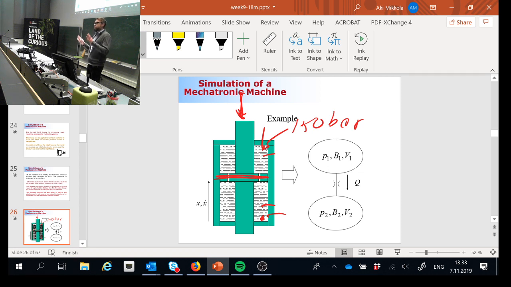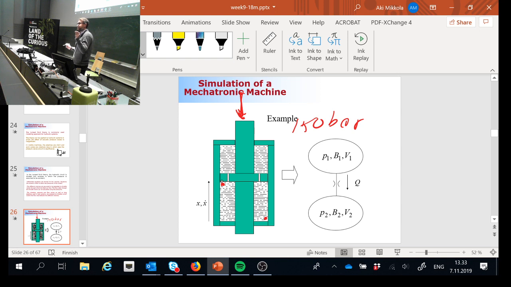So obviously I have two volumes to look at in this system. One volume is associated to this part of the piston, and the other one is this part of the piston. Those are the two volumes. I can assume, and it is a fair assumption, that the pressure located here is the same as the pressure located here. Why is this a fair assumption? Because there are no throttles, there are no pressure losses between these two locations.